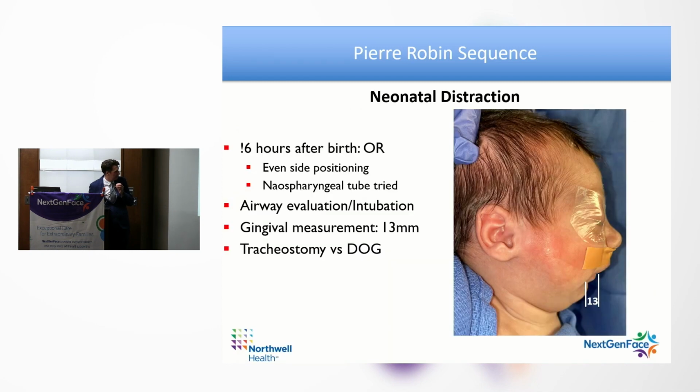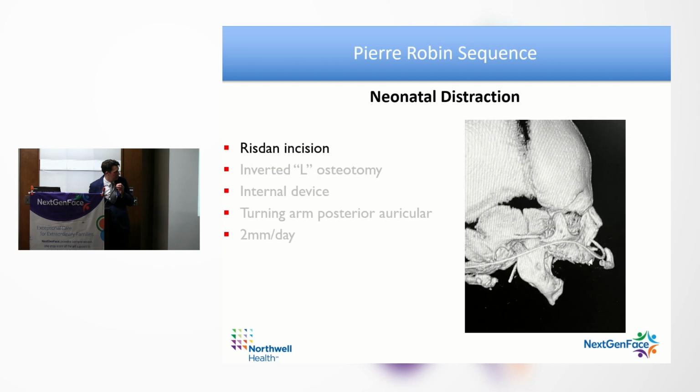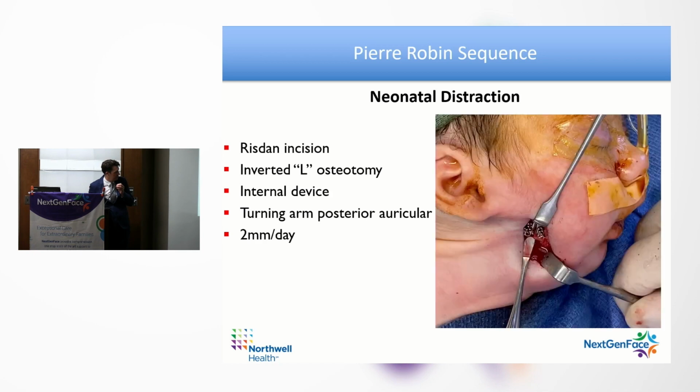Sixteen hours after birth, the patient went to the operating room for an airway evaluation and intubation, which can be very challenging. You can see the gingival difference was 13 millimeters, so we opted to do a distraction, which we typically do with a Risdon incision and inverted L osteotomy. We use internal devices. They're less cumbersome. We bring out the arm posterior behind the ear, and we distract 2 millimeters a day.